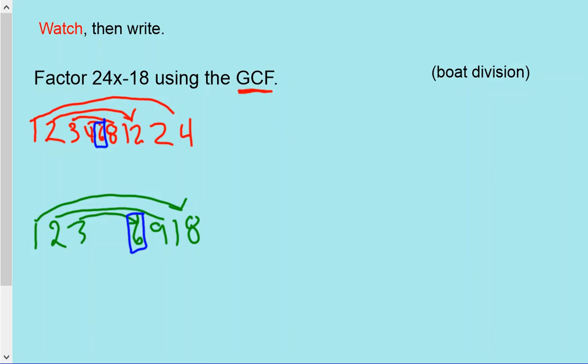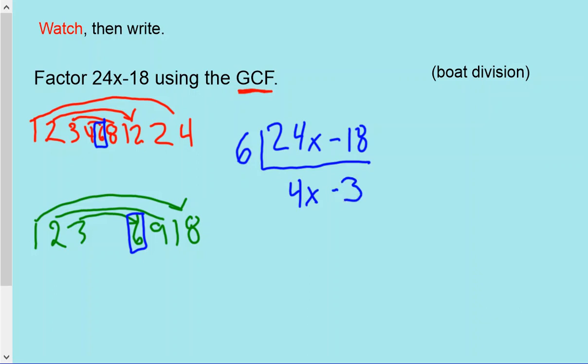So now if we factor out that 6, we would have 24x minus 18. And then we're going to do the upside down division, factoring out the 6 over here. And then we would have 24 divided by 6 would be 4x, and negative 18 divided by 6 would be negative 3. So now our factored expression would be 6 times 4x minus 3.